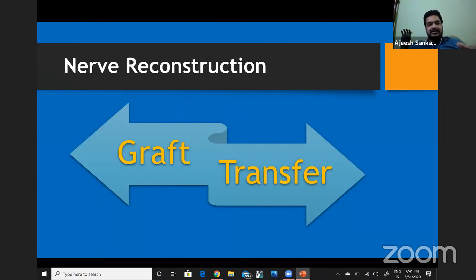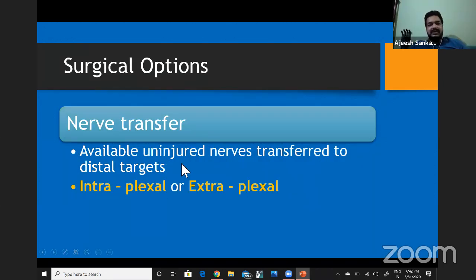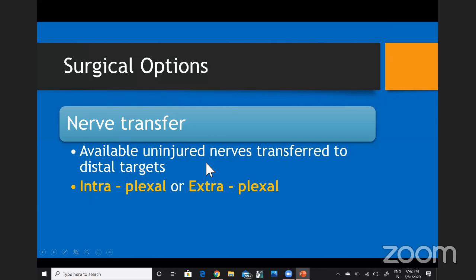So nerve reconstruction, just to give you a quick understanding, the choice is usually between a graft or a nerve transfer. Nerve grafting is simply exploring the brachial plexus and grafting the gap in the plexus, connecting the roots to their distal stumps. That's as for any other peripheral nerve. A nerve transfer is actually using an uninjured nerve and transferring it to a more distal target.